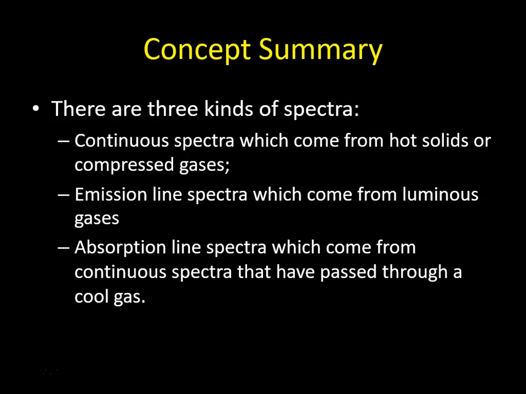Those might be in the atmospheres of hot stars. Those might be just in the interstellar medium, especially areas that have been ionized by hot stars. Absorption line spectra come from continuous spectra that have been passed through a cool gas. For example, maybe starlight passing through the atmosphere of a relatively cool star. As things go, our Sun can be thought of as a relatively cool star, at least compared with stars that have lots of emission spectra in their atmospheres.